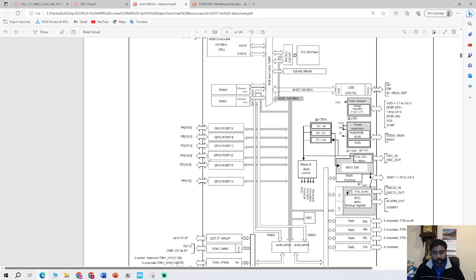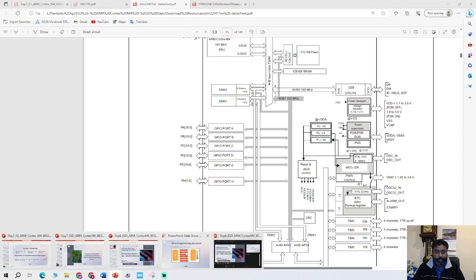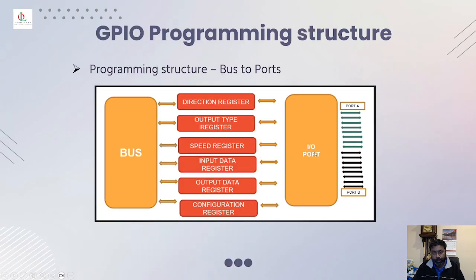So these are all the GPIO and the port pins that we are learning about. It's connected to the bus and the bus is connected via the port. That's what this indicates: bus connects to IO port. And there are several registers used in GPIO programming.